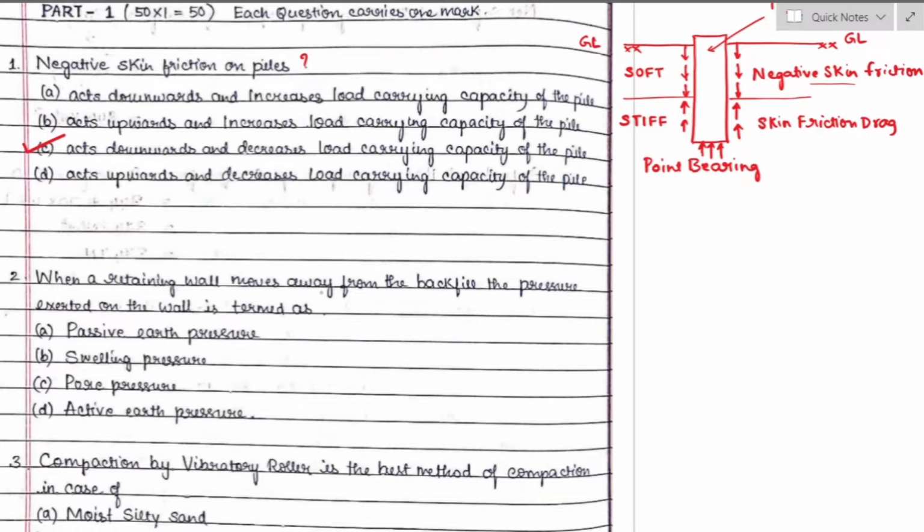Question number 2. When the retaining wall moves away from the backfill, the pressure exerted on the wall is termed as. Since the weight of the backfill is responsible for the movement of the retaining wall, the pressure exerted on the wall is termed as active earth pressure. Option D is the right answer.